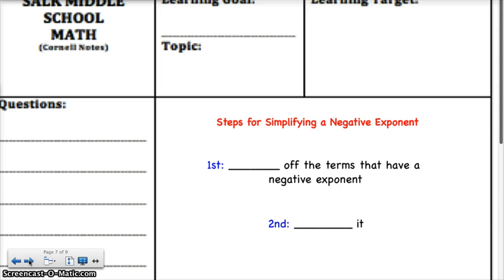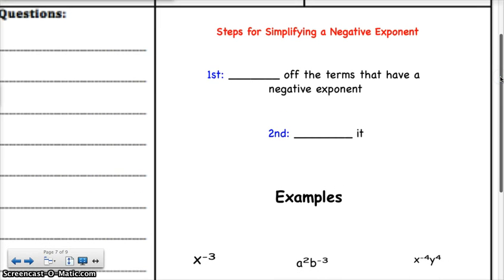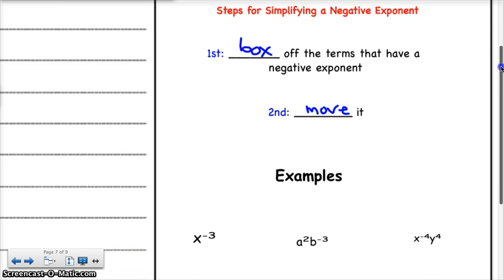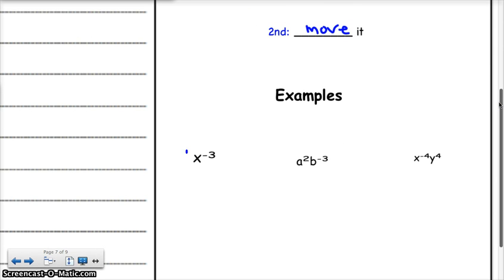Steps for simplifying a negative when there's more than one term or more than one part. The first thing you're going to do is box off the terms that have a negative exponent. Box it up. And then move it. Box off, move it. Okay, x cubed, it's the only thing there. So it would be 1 over x to the 3. Once I move it, it turns it positive.